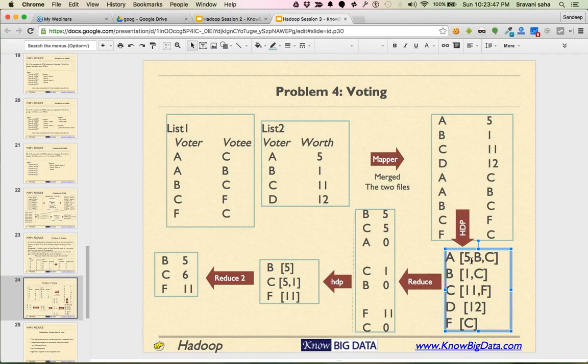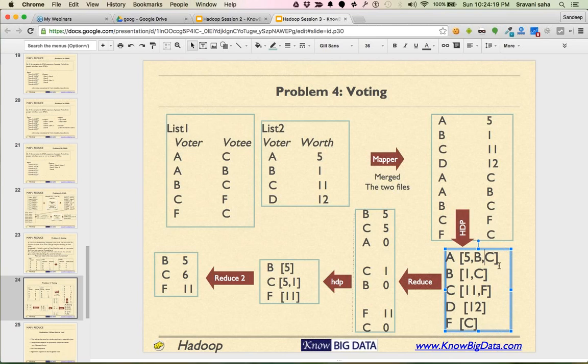Also, here instead of it being a simple object, we could put something like another identifier marking that this is the worth and this is the name of the voter. All right, we could do that. There are other ways, but the concept remains the same. First, we brought all the values for the key together, which means all the people who A has voted for as well as A's worth is here.